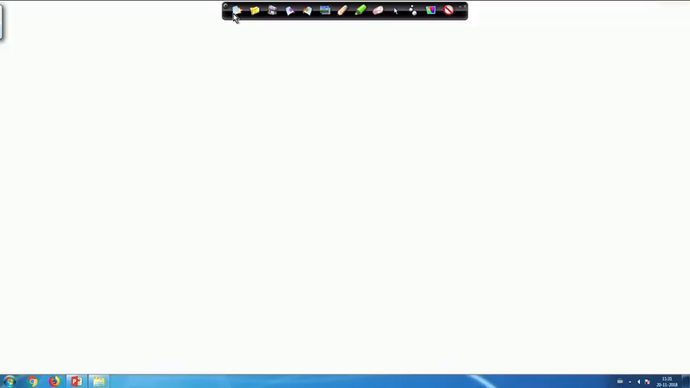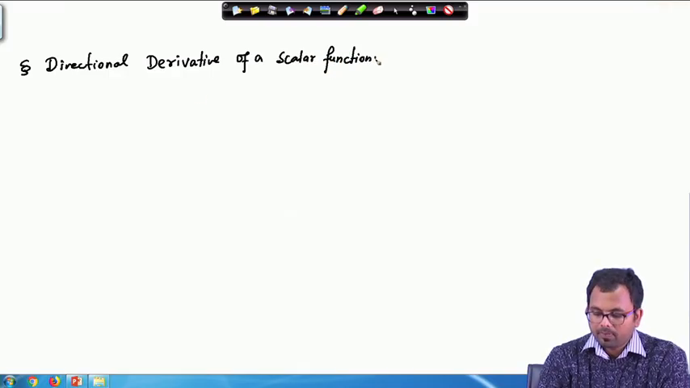So, now that we have those two basic results, today we will start with the concept of directional derivative, and we will try to work out a few examples based on directional derivative. So, we will start with a formal definition. What do they actually mean? The directional derivative of a scalar function.